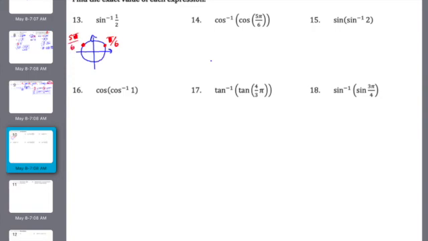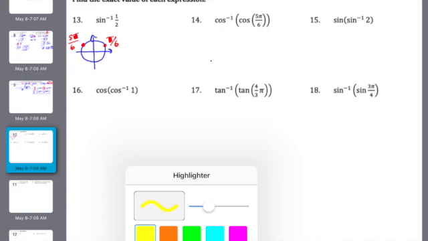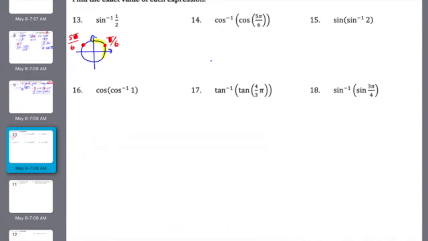But if you think of your restricted domain for sine inverse, it only can have values on this half from negative pi over 2 to positive pi over 2. So the only value that works here is this one. So this is going to equal pi over 6.